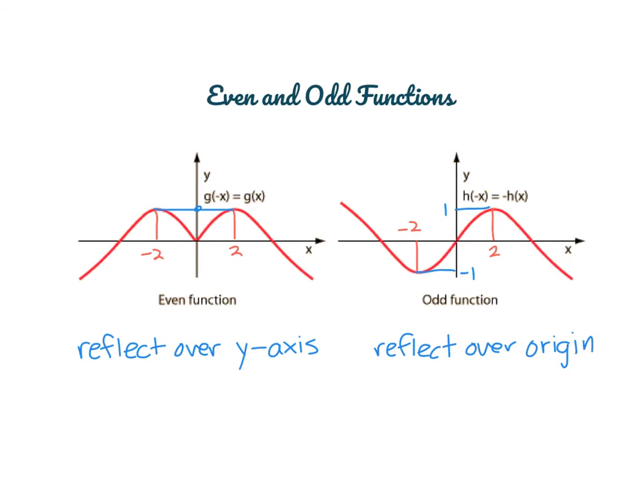So remember, the origin is this point right here. So you can see that it reflects diagonally over the origin. Everything that was upper right is now lower left. Everything that was upper left is now lower right.